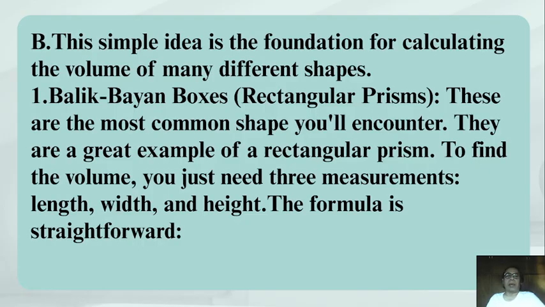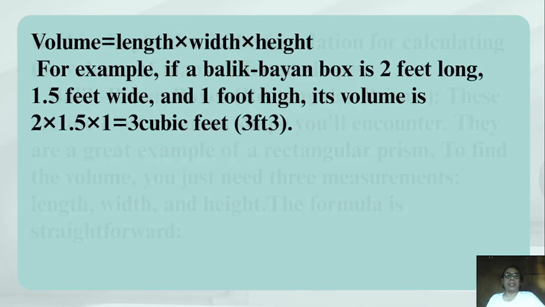Balikbayan boxes, which are rectangular prisms. These are the most common shape you'll encounter. They are a great example of a rectangular prism. To find the volume, you just need three measurements: the length, width, and the height. And the formula is straightforward. Volume is equal to length times width times height.